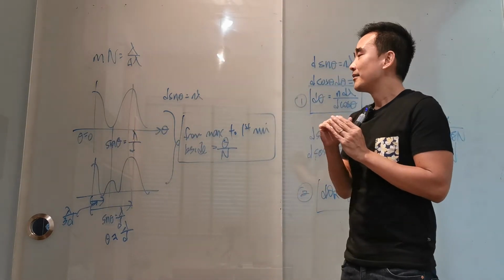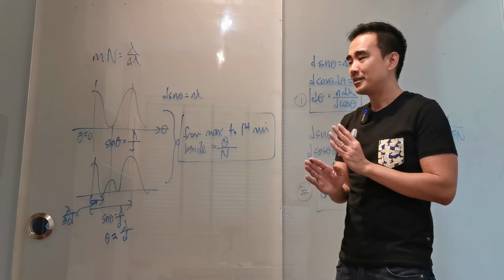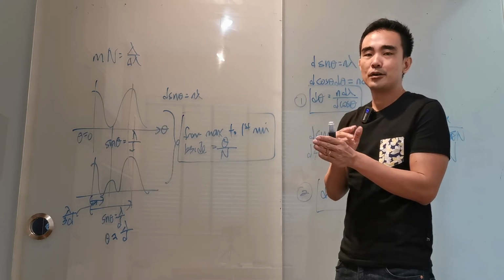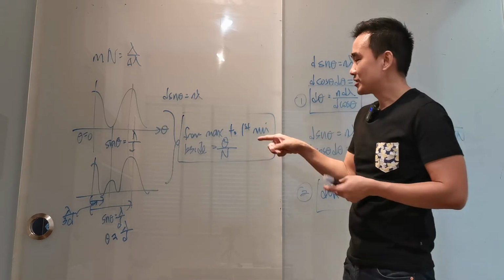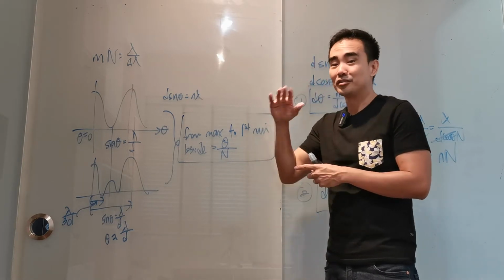And remember, Rayleigh's criterion states that the two objects are just resolved when the central maxima of one source overlaps with the first minima of the other source. So that's why we need to have this position of the first minima from the other source.